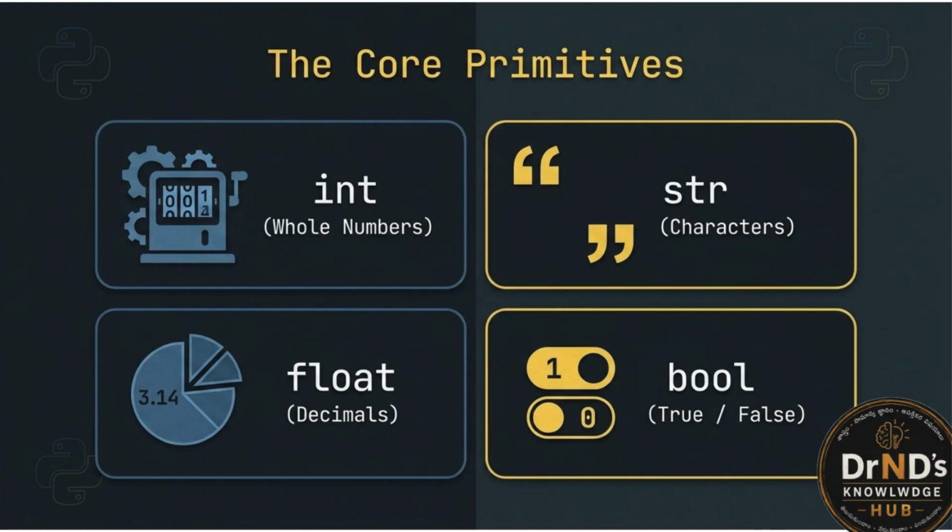These four data types form the foundation of Python programming. Once you understand how to use integers, floats, strings, and booleans, you will be able to create and manipulate most of the data encountered in beginner level Python programs. In the next few slides, we will study each of these data types in detail, beginning with the integer data type. Let's start with the integer data type and see how Python stores and works with whole numbers.